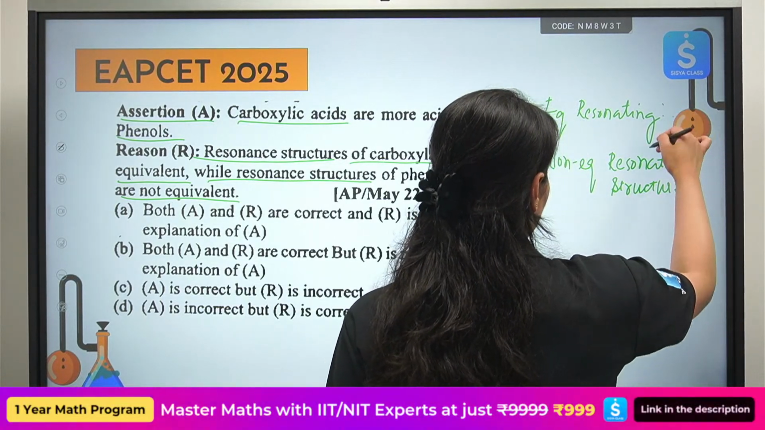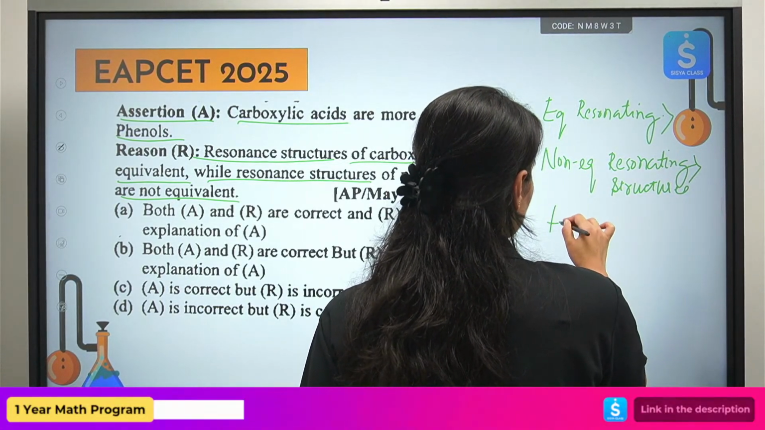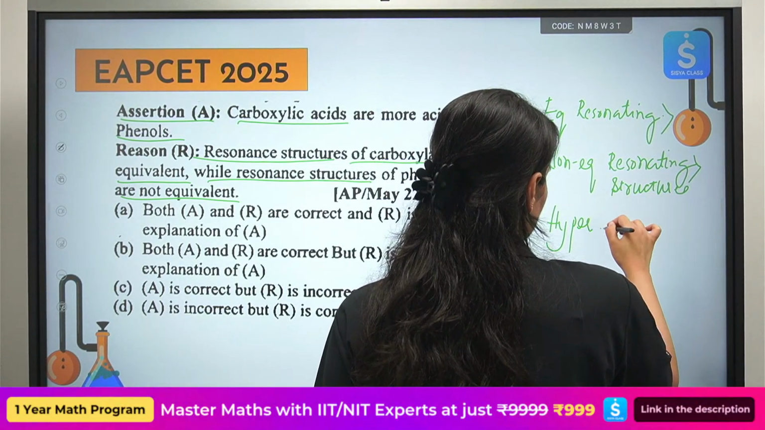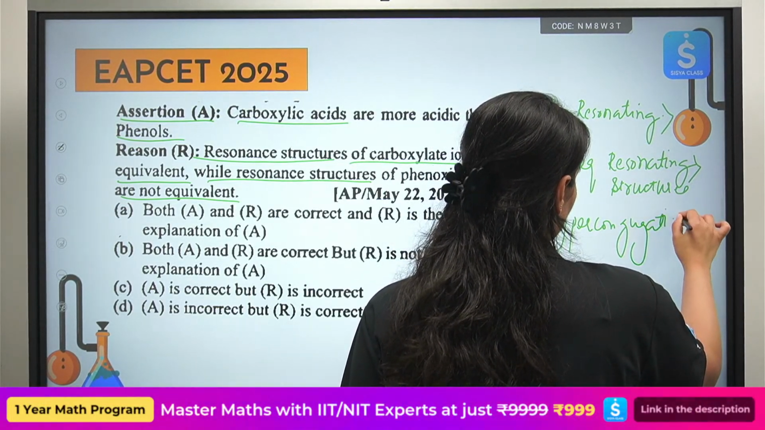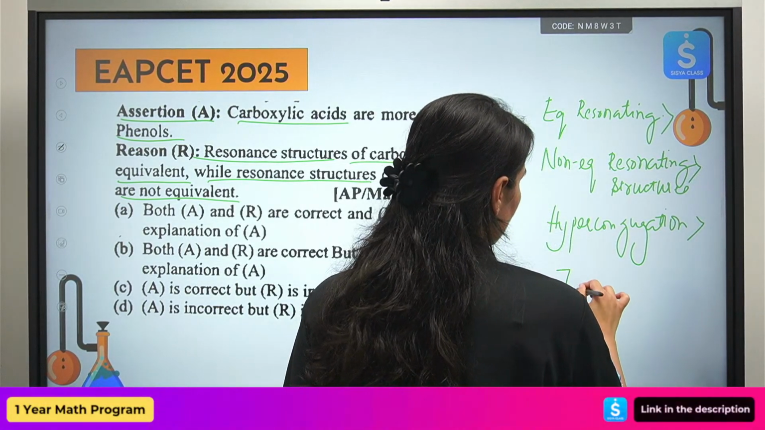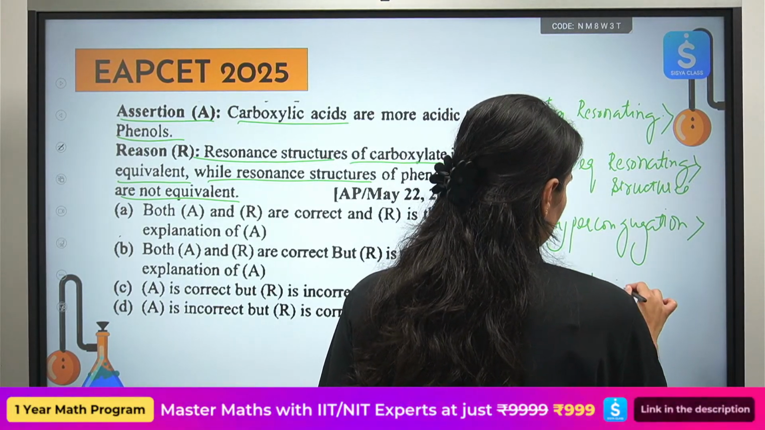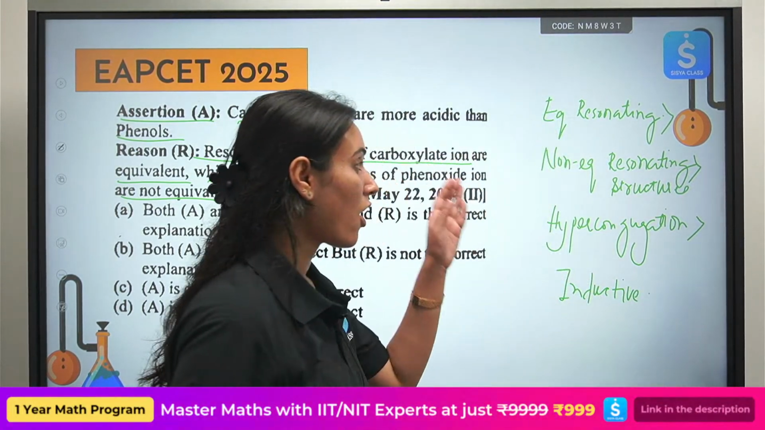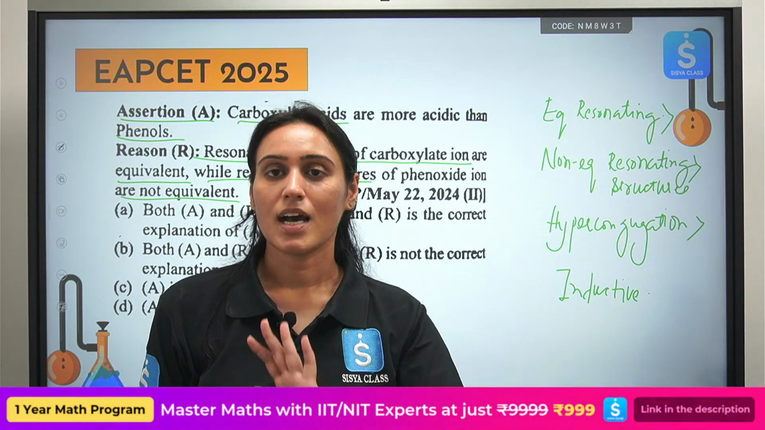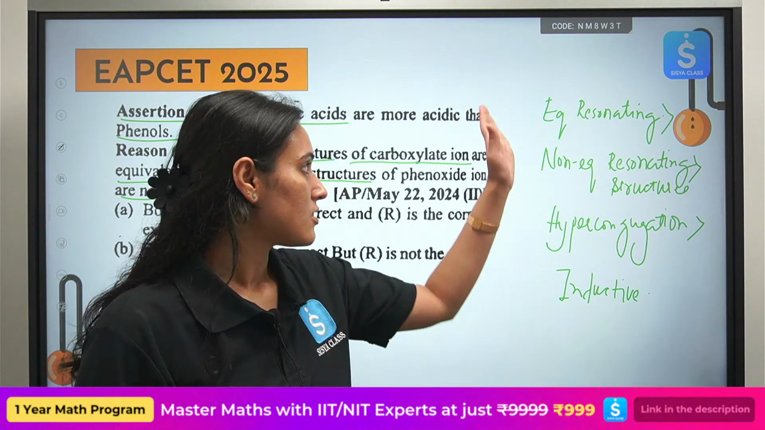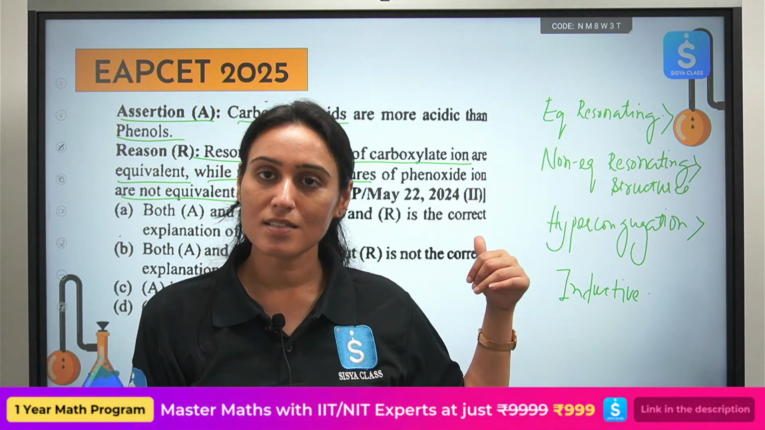And after that, we will have hyperconjugation. And in the very end, you will have inductive effect. Inductive effect is the weakest effect. So we have discussed all these electronic effects in the last session. I hope you have seen that. So based on that, now can we answer this question?